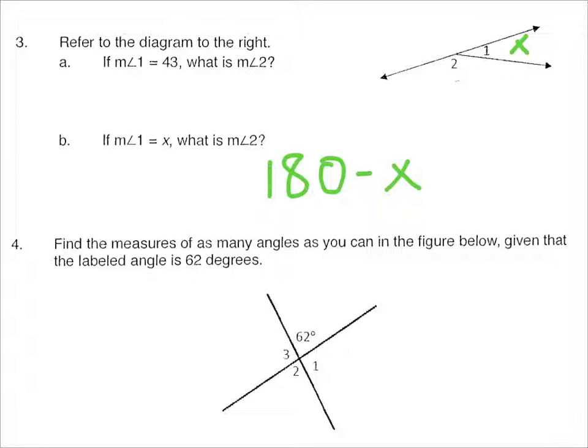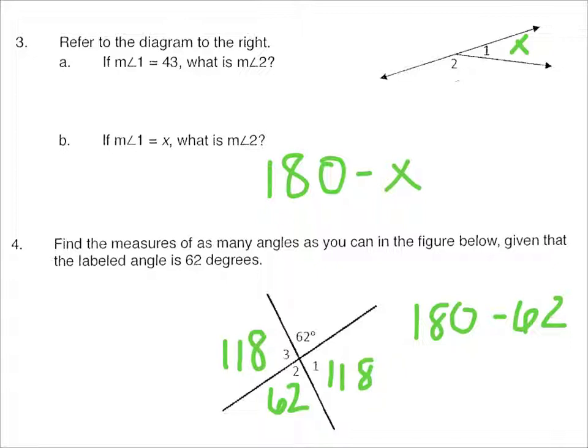Finally, number 4. If this angle is 62 degrees, we know that angle 2 must be 62 degrees because they are vertical angles. Because 62 and angle 1 make a linear pair, we can find angle 1 by doing 180 minus 62, which means this is 118 degrees. And then angle 3 must also be 118 degrees. That is lesson 3.3.